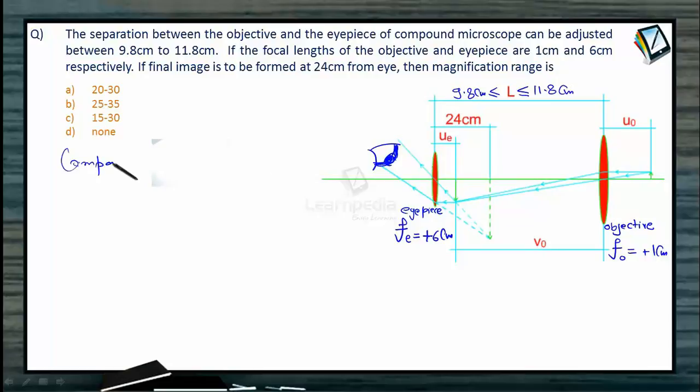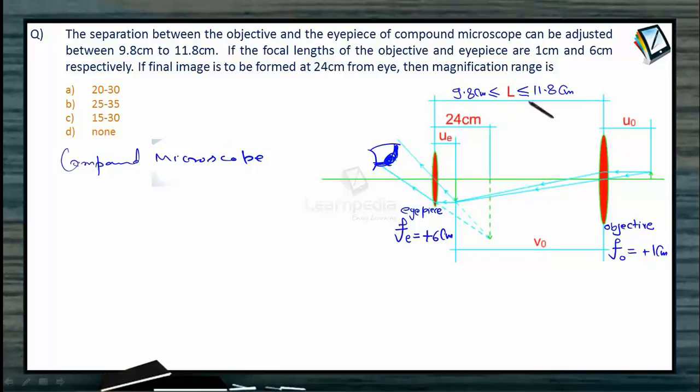We have to find the range of the magnification of this compound microscope when the length of the tube is varied from 9.8 centimeter to 11.8 centimeter. To solve this problem, we are going to use L as an unknown, variable quantity, so that in the final result we may substitute the values of L, 9.8 and 11.8 centimeter, to get the final answers. We are not going to solve this twice to get both the values of the magnification.